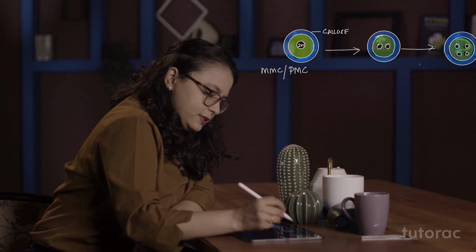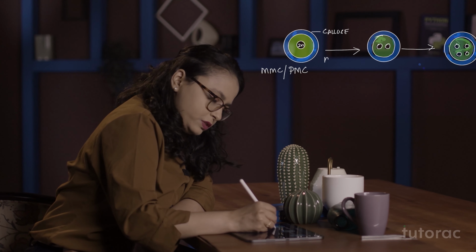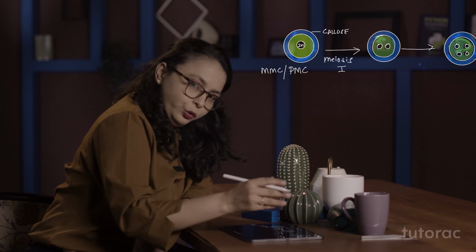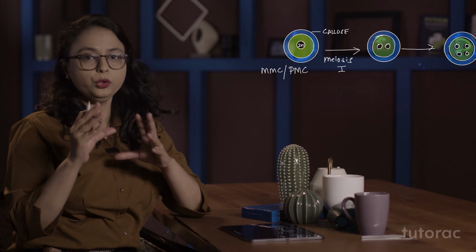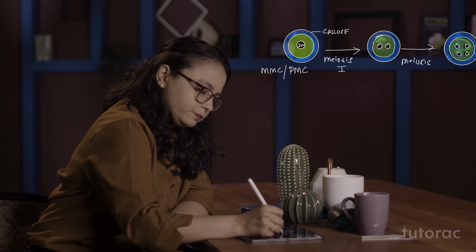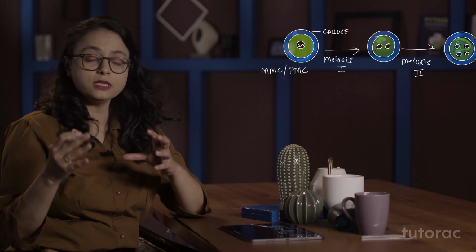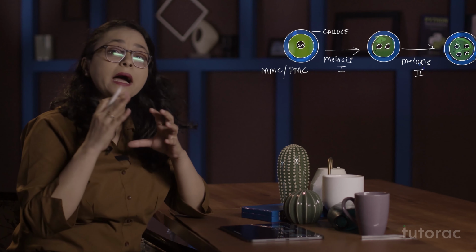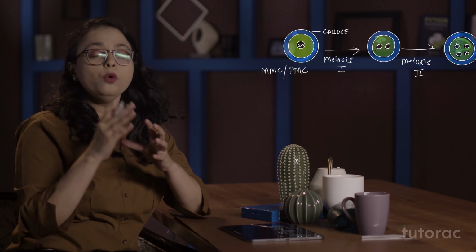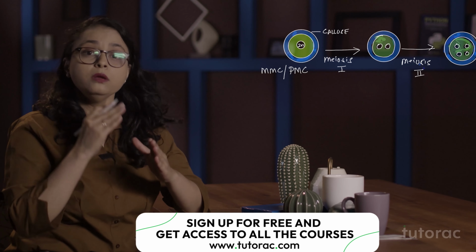So, here you can see that meiosis 1 will form the 2 nucleus and the meiosis 2 will form the 4 nucleus. Now, these are 4 microspores, means the pollen mother cells are now converted into microspores by the process of meiosis.